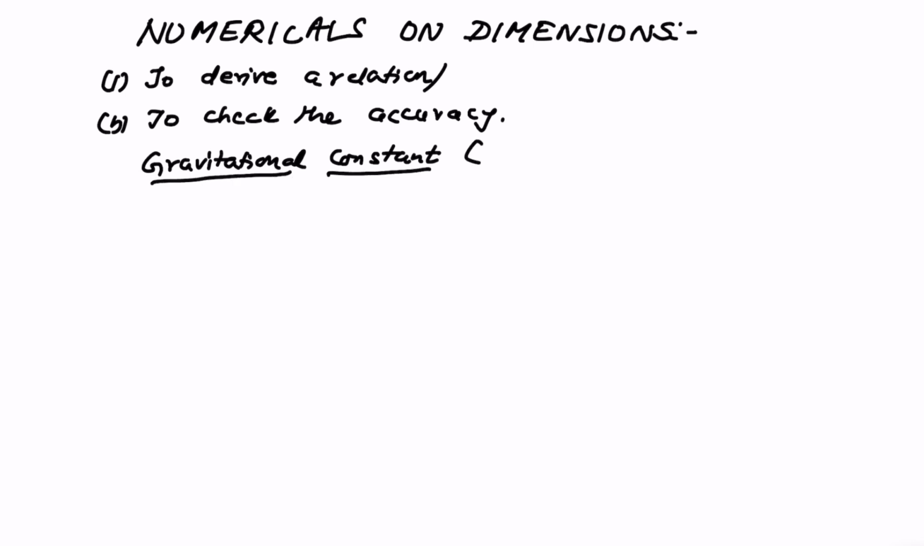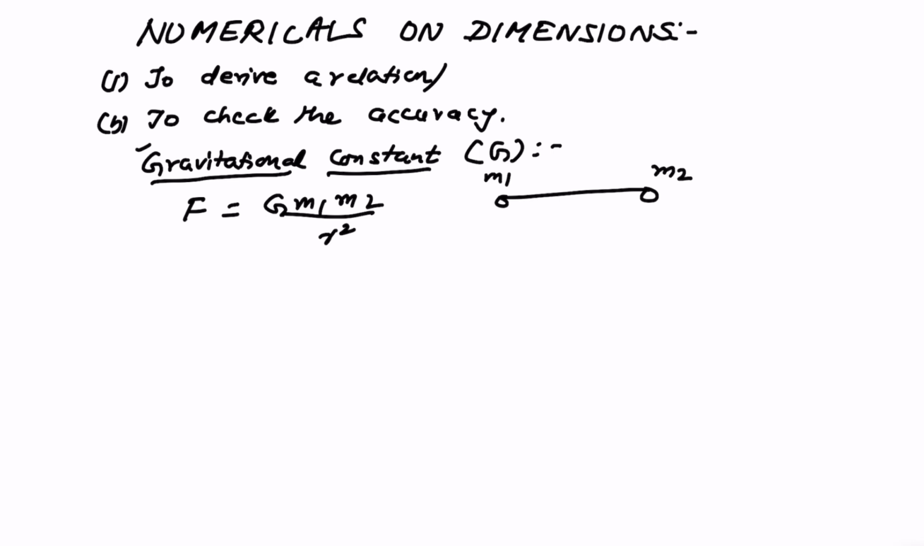The gravitational constant is denoted by capital G, and this capital G comes from Newton's law of gravitation. In case we have two bodies of masses m1 and m2, with the distance between them r, the formula is F equals G m1 m2 upon r square. So the dimension of G will become equal to the dimension of F into r square upon m1 into m2.